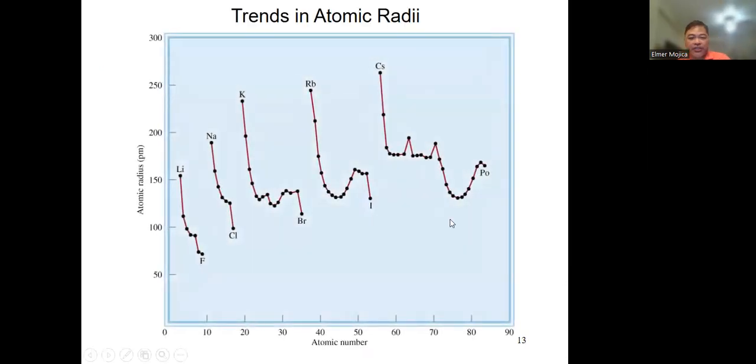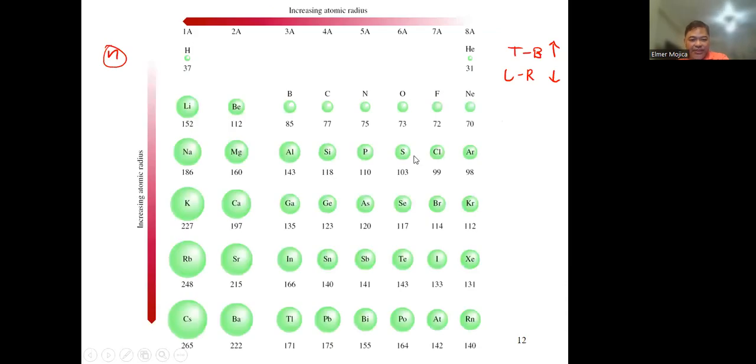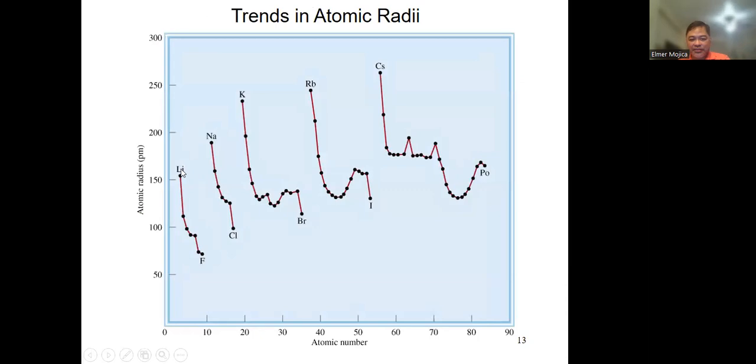Okay, so if you're going to look at the trend, so this is what we call a period. So you see from here, it's big then it gets smaller. Then big again, then smaller. That's why you see here, okay? Left to right, it goes down. And then top to bottom, this is top to bottom. It goes up.